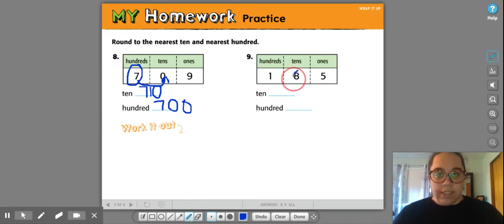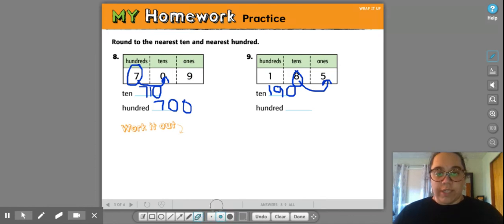Let's round to the tens. We have 8 in the tens spot. Remember to look right next door. Our 5 tells us that we need to add one more to the tens. So this number, our 1, stays the same. Remember, we have to add one more to the 8, so we're going to add a 9. And our 5 becomes a 0. So 185 rounded to the tens place is 190.